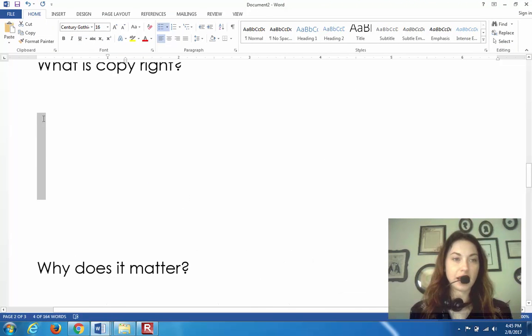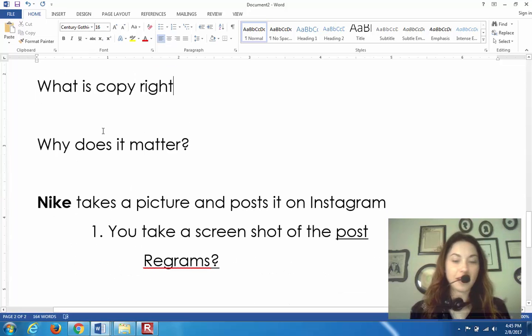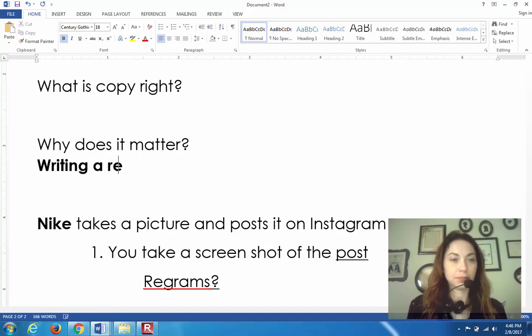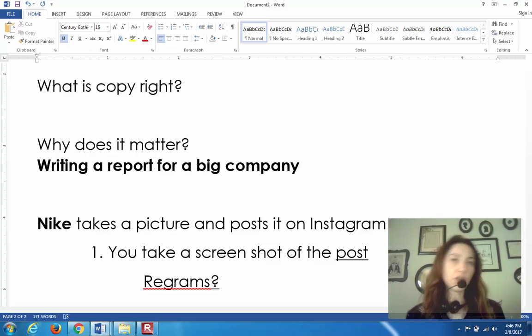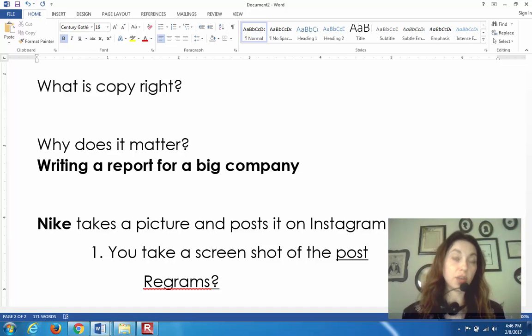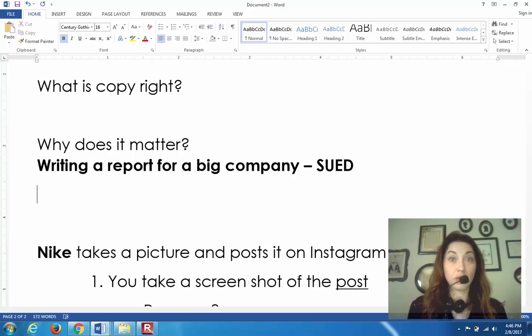All right. Copyright does matter. Usually people don't come after you, but let's say in a business context you are writing a report. You're writing a report for a big company and you use a picture that doesn't belong to you. You use an image that doesn't belong to you, you don't cite it, and you don't get permission. What if that report gets circulated throughout the company and the owner of that picture finds out? You could get sued. Don't believe me?